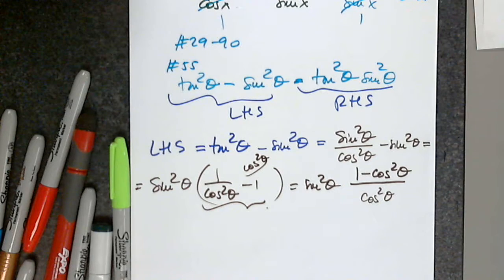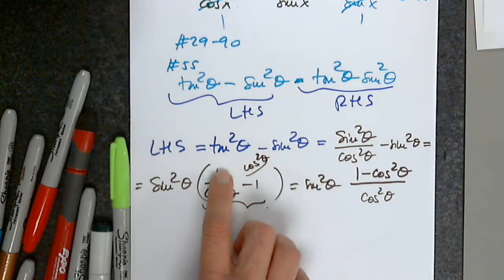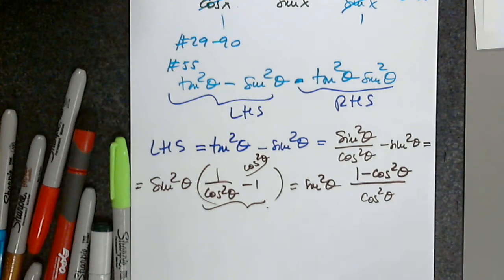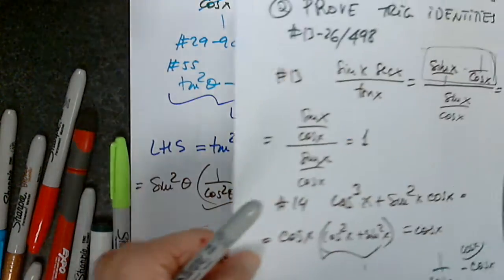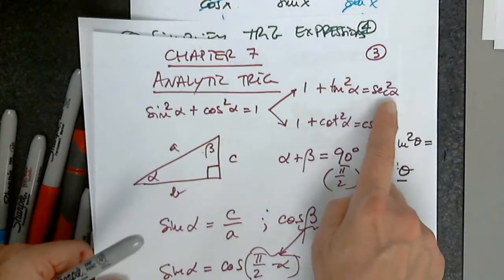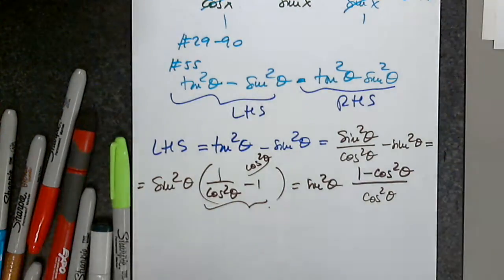Could you plug in secant instead of 1 over cosine? I mean, I complicate things, but it's not a mistake. If you want to replace this by secant squared minus 1, then you will change the whole thing into tangent squared. You can, but only if you remember that third formula or identity: secant squared minus 1 is tangent squared. If that's what you want to do, yes, that's fine.